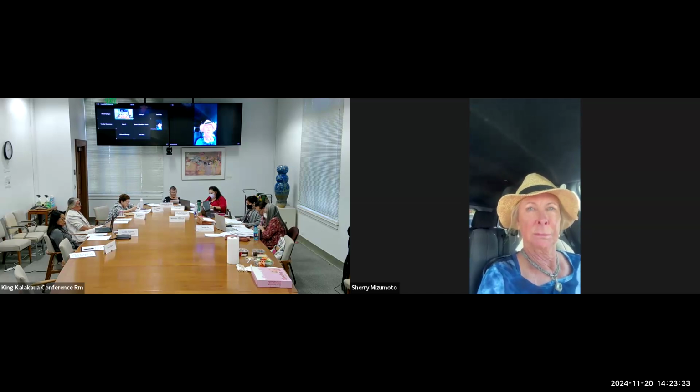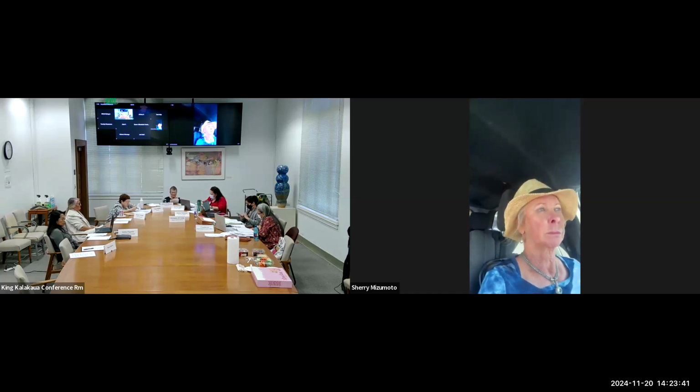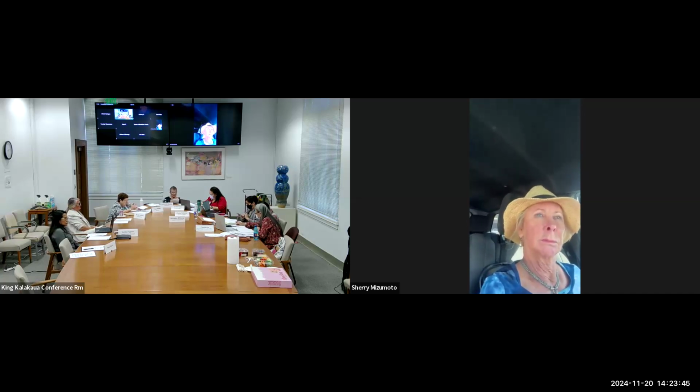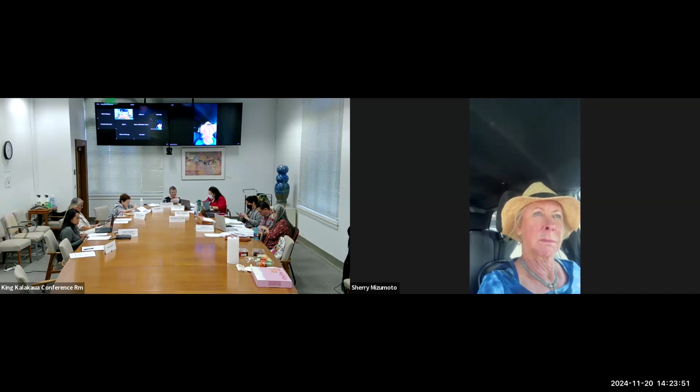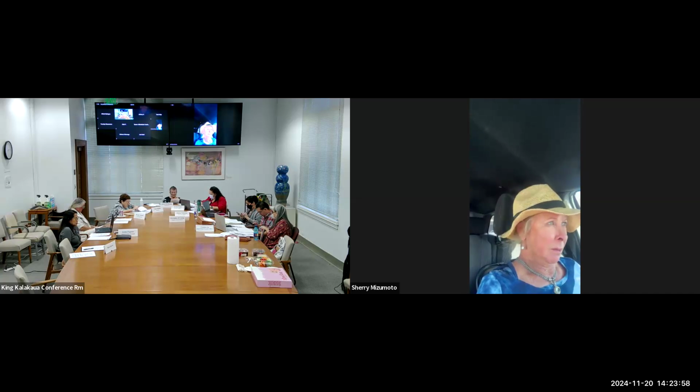The board may move into executive session to consider and evaluate personal information relating to individuals applying for licensure in accordance with Hawaii Revised Statutes, Section 92-5(a)(1), and to consult with the board's attorney on questions and issues pertaining to the board's powers, duties, privileges, immunities, and liabilities in accordance with Hawaii Revised Statutes, Section 92-5(a)(4).